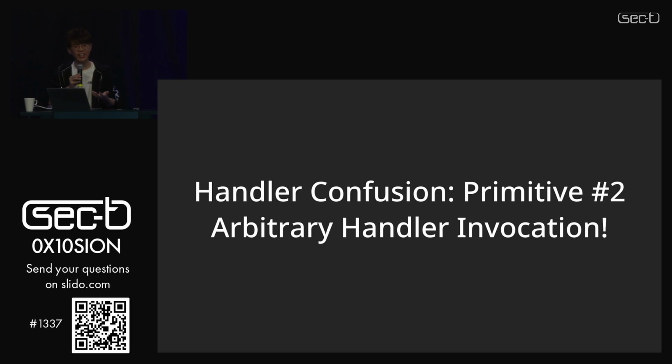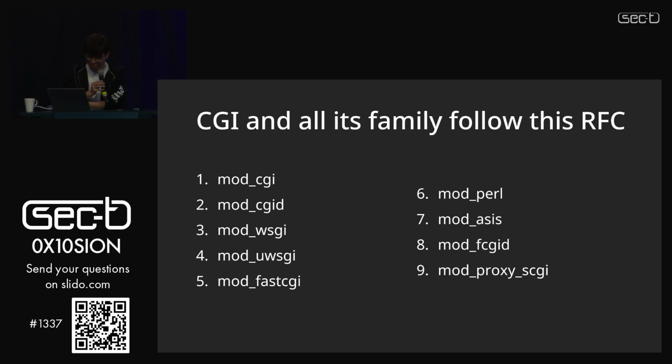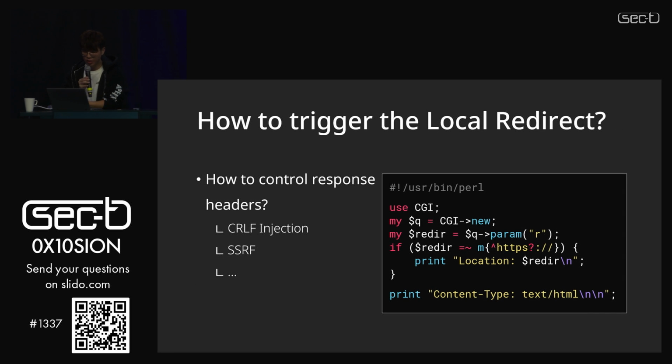giving us the ability to call an arbitrary handler. So this is our second primitive, arbitrary handler invocation. Basically, the entire CGI family follows this feature, including but not limited to WSGI, FastCGI, and uWSGI. As for how to trigger this server-side redirection, here we provide two scenarios. One is a CRLF injection, and the other is an SSRF that can control the response header.